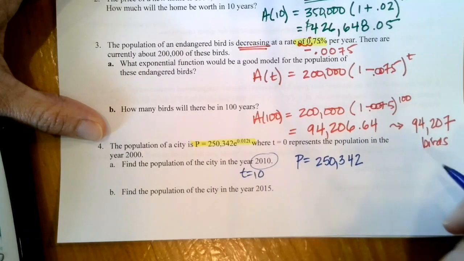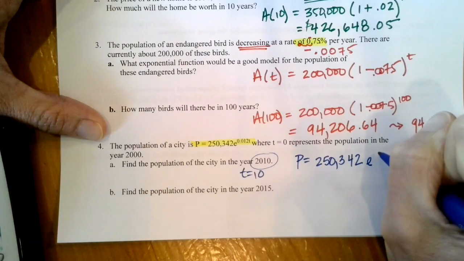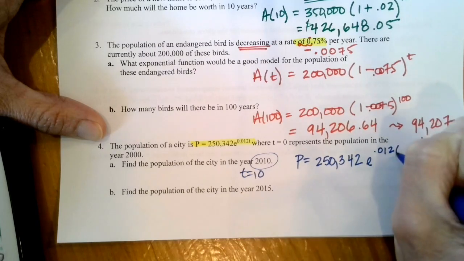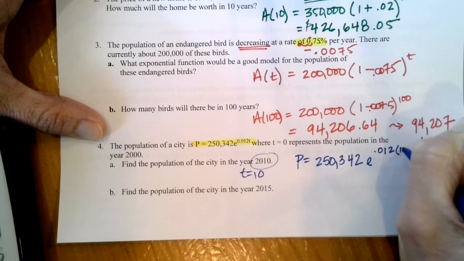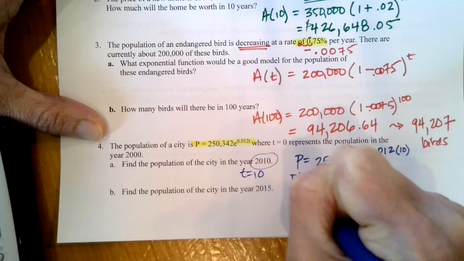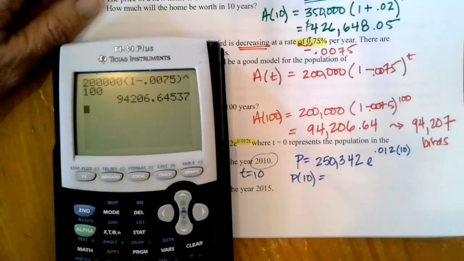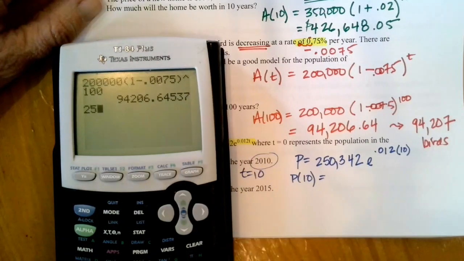250,342. And it looks like I have E, so there's continuous growth. And I have 0.012. And then my T is going to be times 10 years. So my population when T, we use this function notation. It makes it easier for us to remember what value we plugged in for our variable.